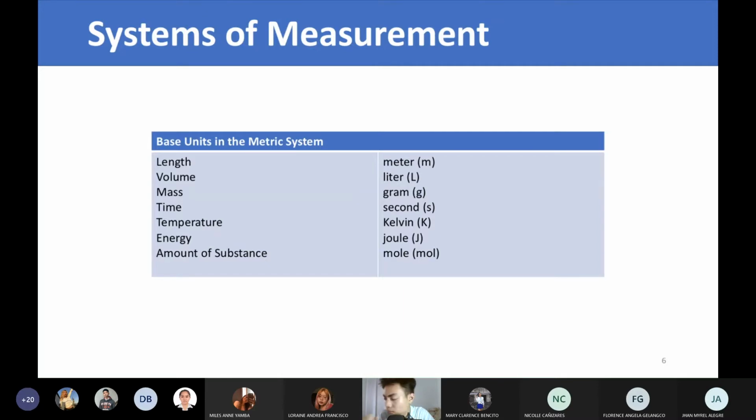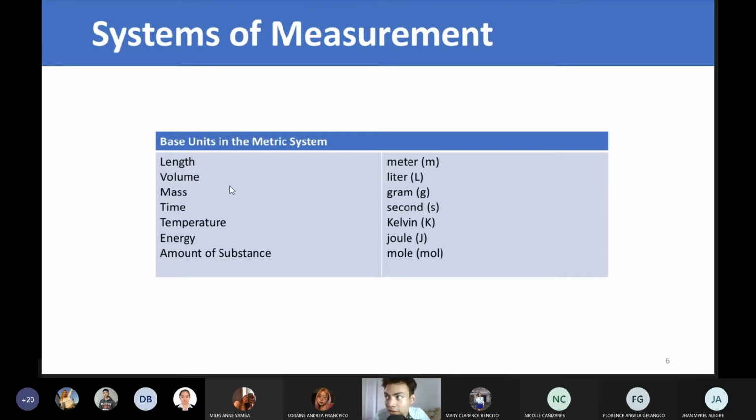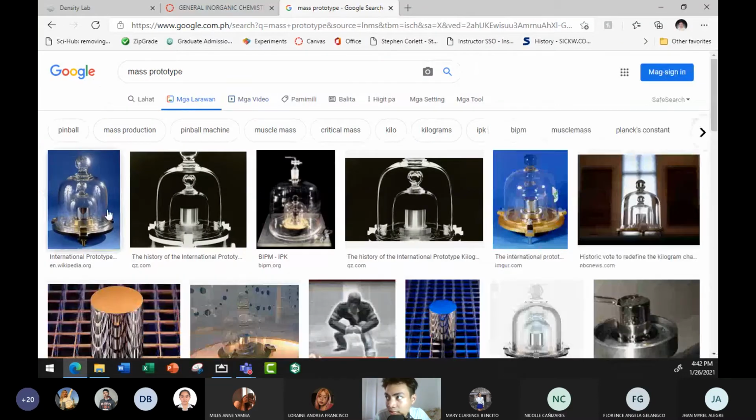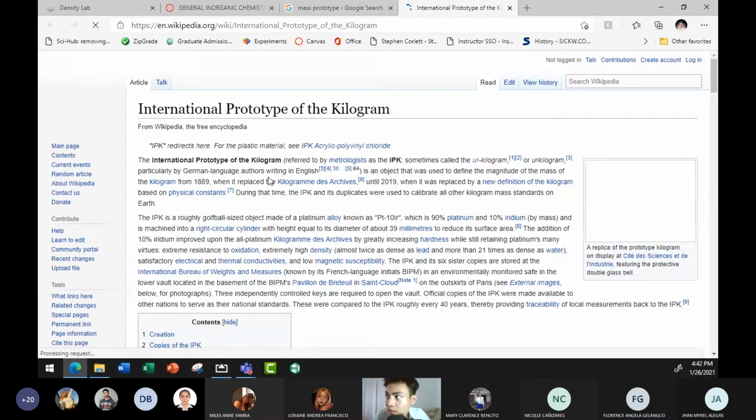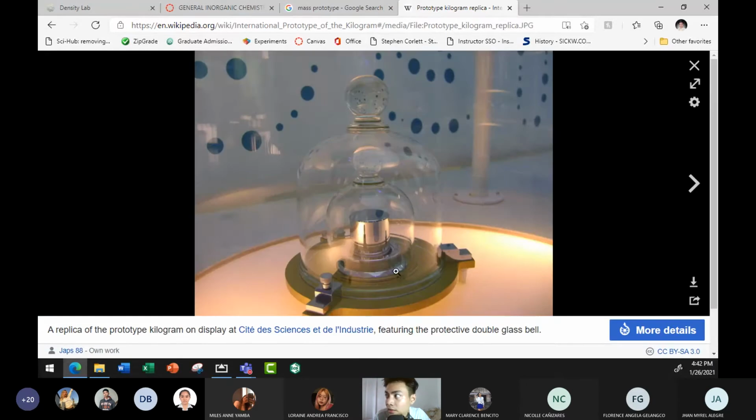Then mass, before, was based on a physical object. Let me show you what the basis for the mass looks like. That's the prototype, the international prototype of the kilogram. It still exists, although we have phased it out. This was their basis for mass, ever since until it was replaced just a few years ago. This is the cylinder on which all kilograms are based. All kilograms in the world are based on that object.